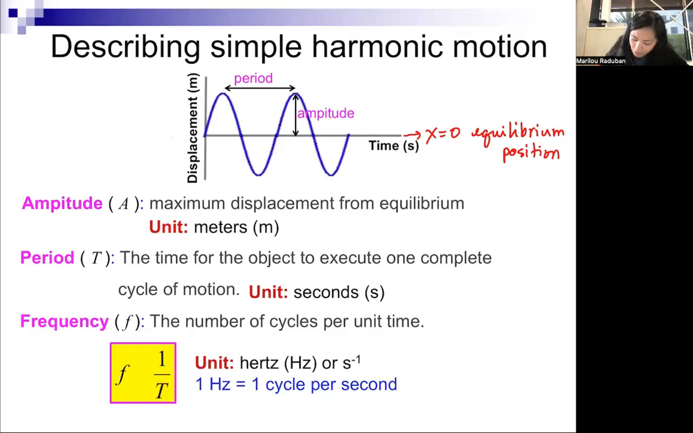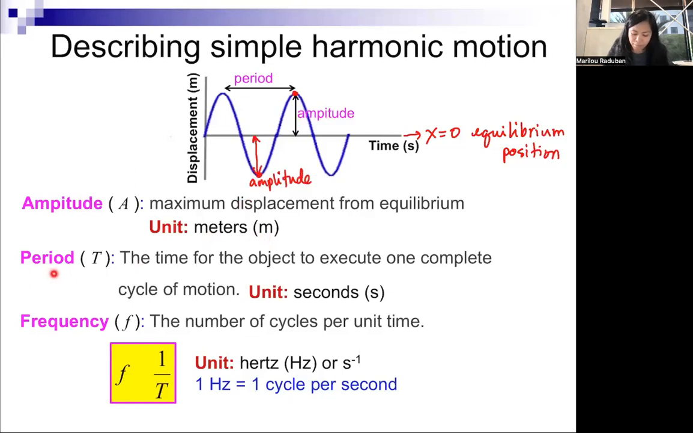Okay, the sinusoidal graph is symmetrical about the equilibrium position. So you can measure the amplitude whether going upwards to the peak or downwards with respect to the equilibrium position. It should give you the same measurement for the amplitude. And because amplitude is displacement, the unit should be in meters.